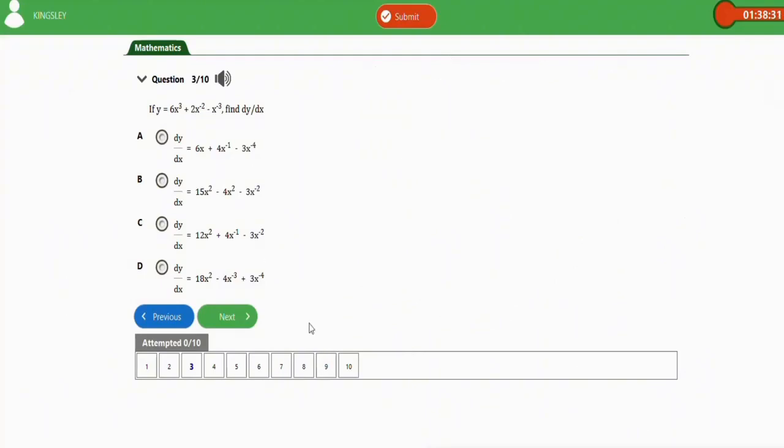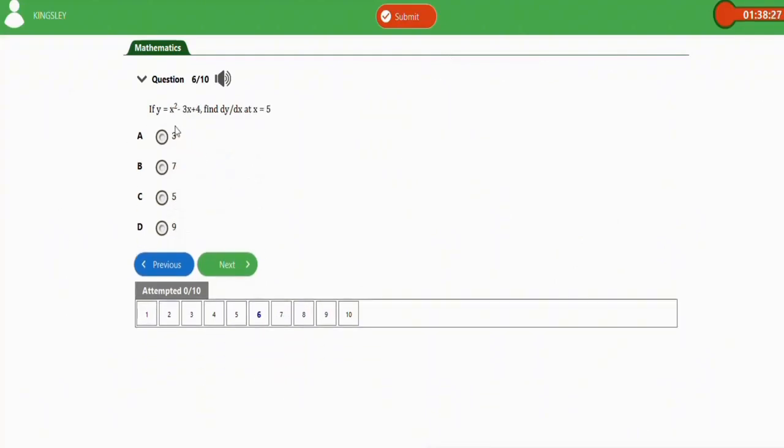The next repeated question we're going to solve says if y equals this, find dy over dx at x equals 5. The function we have is y equals x squared minus 3x plus 4. We are asked to differentiate at x equals 5, so we are evaluating this derivative at x equals 5.